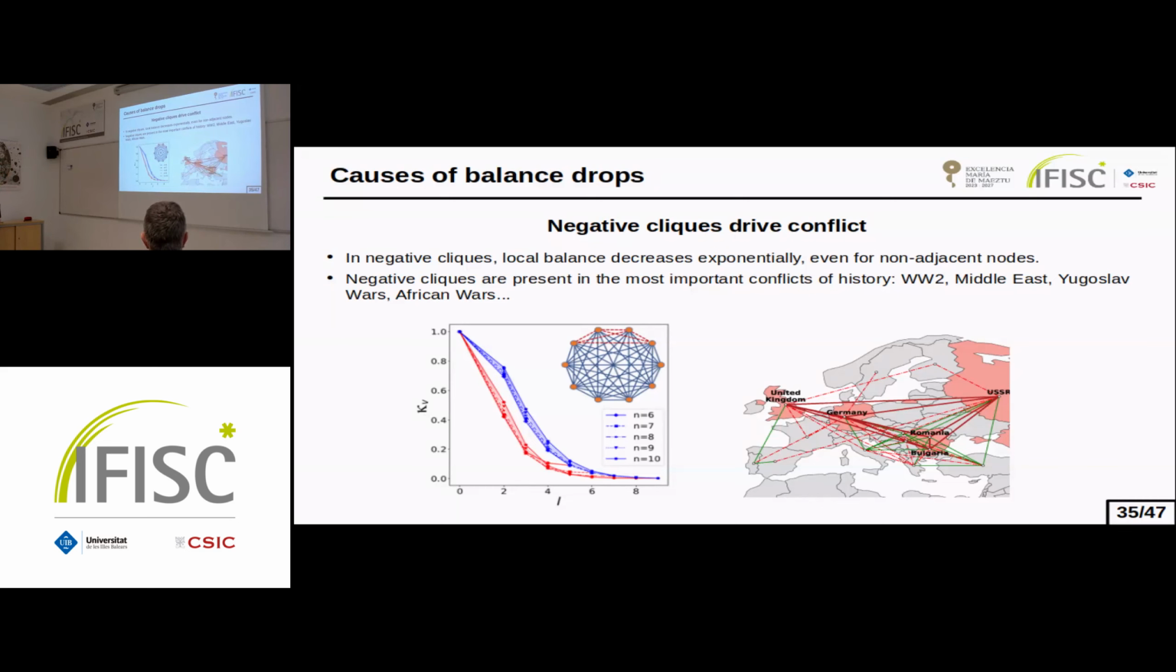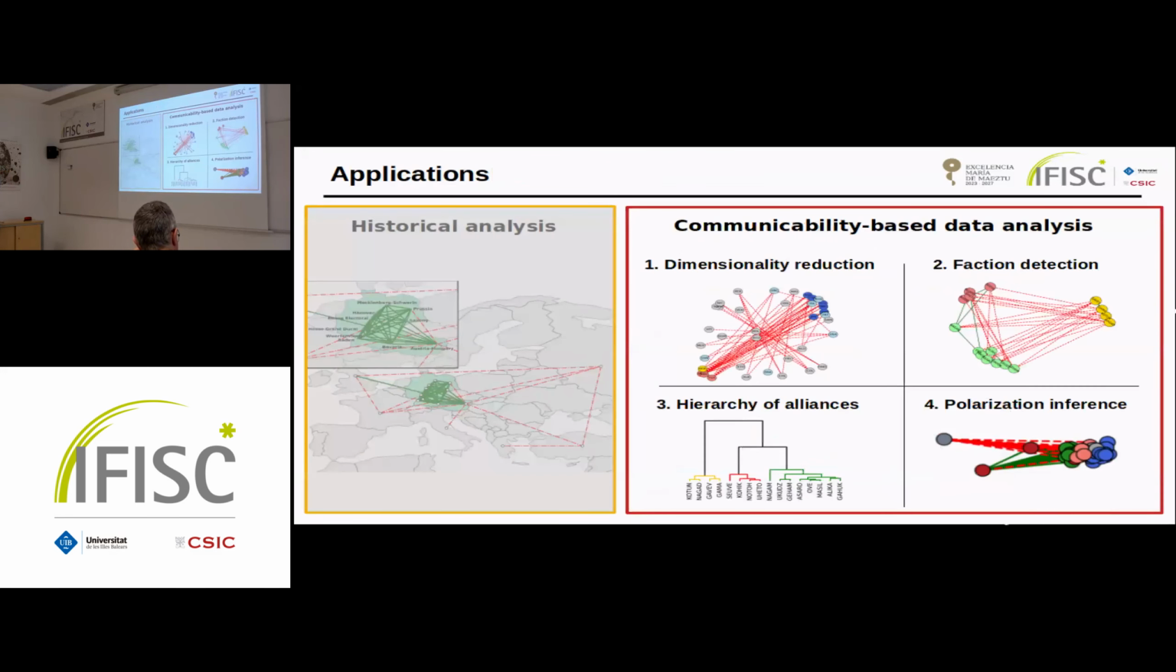For example, this big clique appears during World War II. We have a similar clique in the Middle East. We found this clique in Yugoslavia in the 90s. We found it in several African conflicts, etc. So we believe that this clique spontaneously emerges when there is a big conflict taking place. It drops the balance, and it's this balance drop that allows us to detect the conflict taking place.